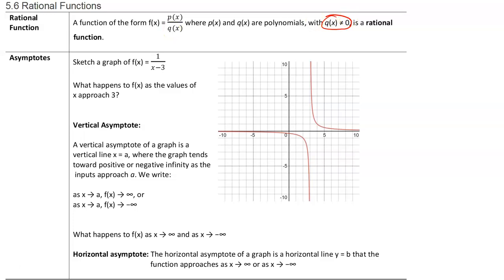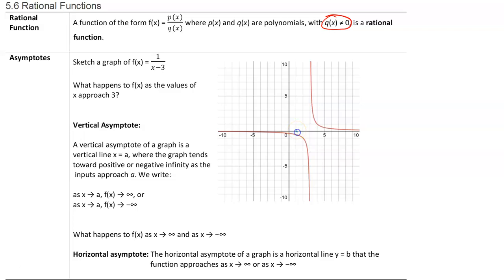Here's an example. Let's take a graph of f of x equals 1 over x minus 3, which is in the form of p of x over q of x, making that a rational function, and graph that on Desmos. So I graphed it on Desmos, and this is what the graph looks like. Now the question is, what happens to the function f of x as the values of x approach 3? Okay, so let's take a look.